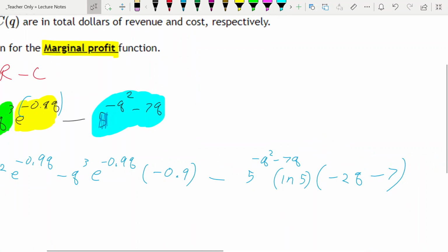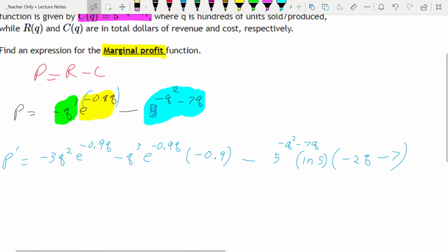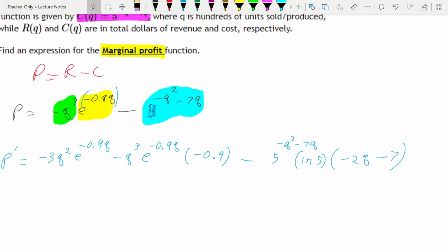And if your teacher requires you to simplify, there's not a lot that you can do here, but you could always do a few little touch-ups, such as the negative 0.9 could be written in the front to make it a positive, and you could potentially factor out the e. Nope, you can't because there's no e in this term. There's really not a lot that you can do to simplify. All right, so hope this helps.